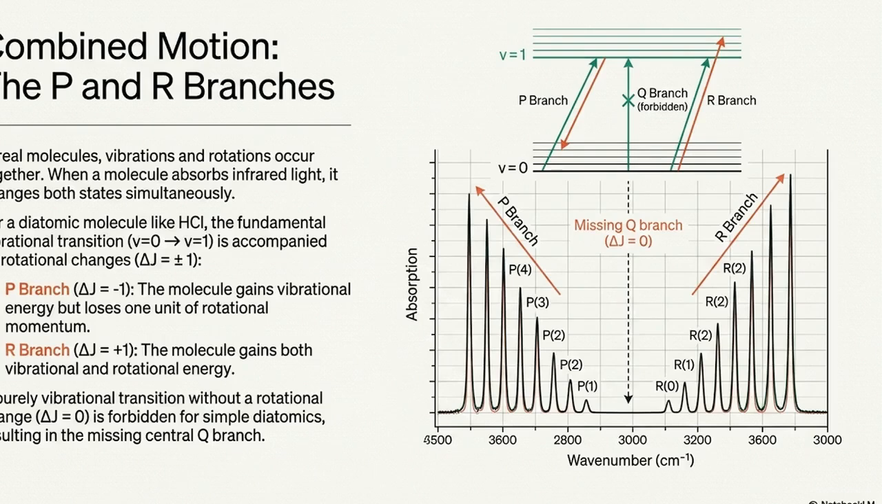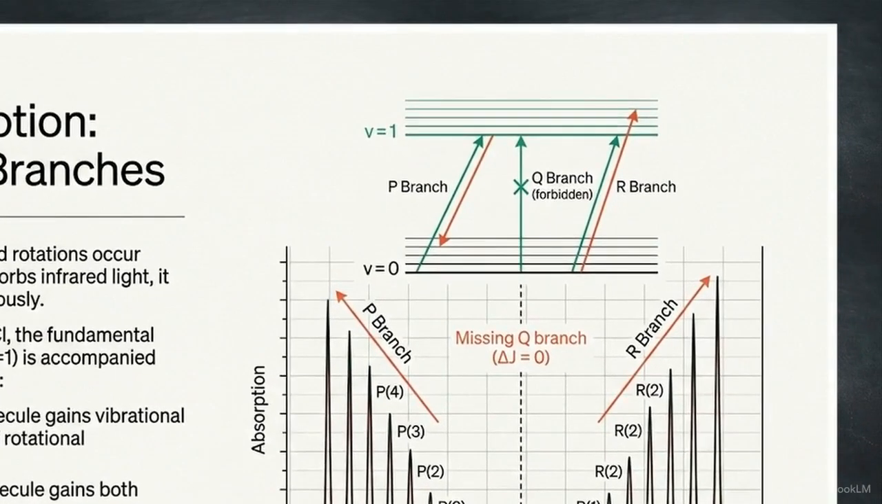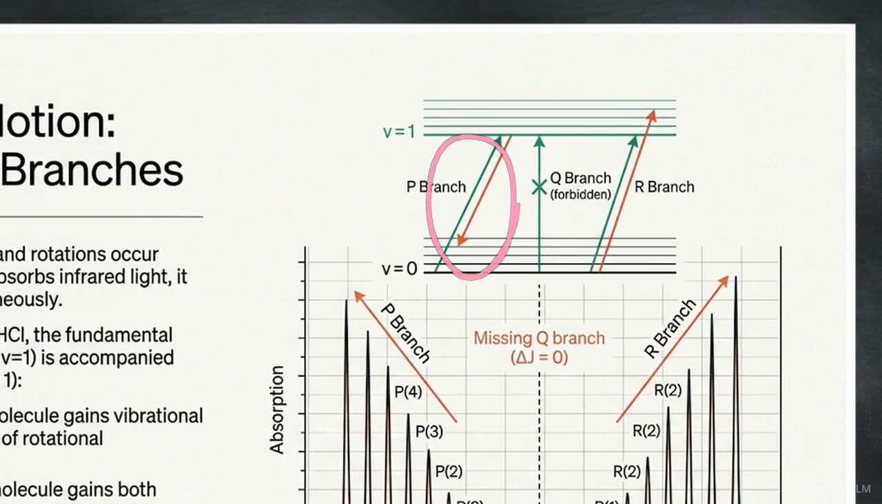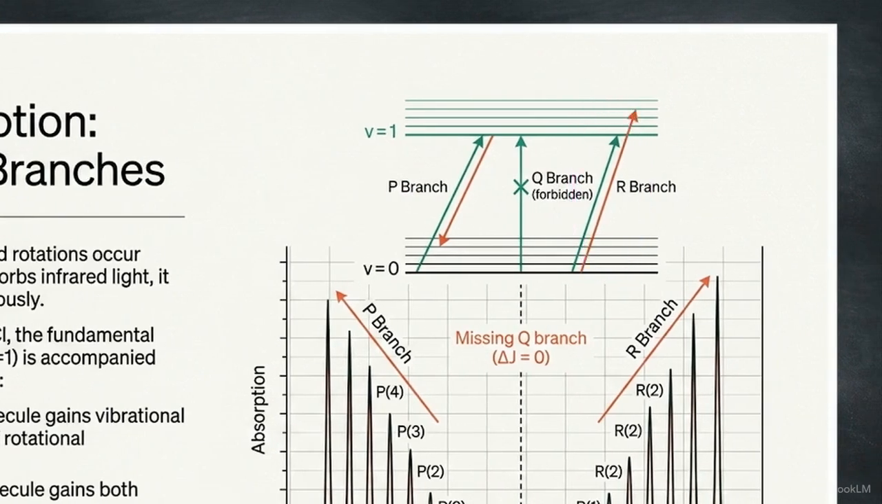simultaneously. Look at the fundamental transition. The molecule absorbs radiation, moving from the vibrational ground state up to the first excited state. But it must also change rotation. Follow the arrows sloping left. This is the P branch, where the molecule gains vibrational energy but loses 1 unit of rotational momentum. Follow the arrows sloping right for the R branch, gaining both vibrational energy and rotational momentum.